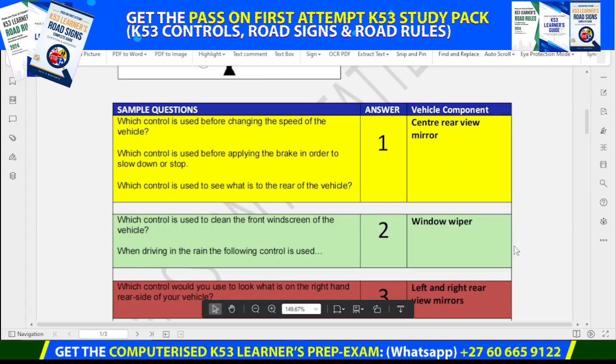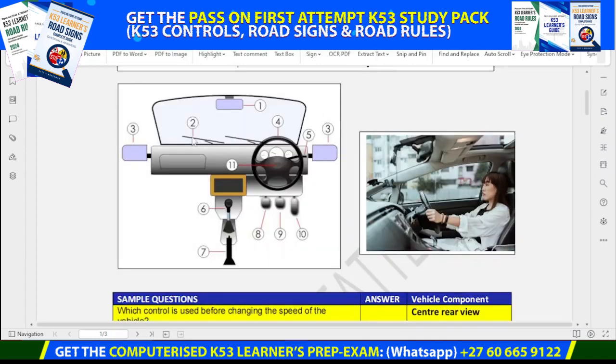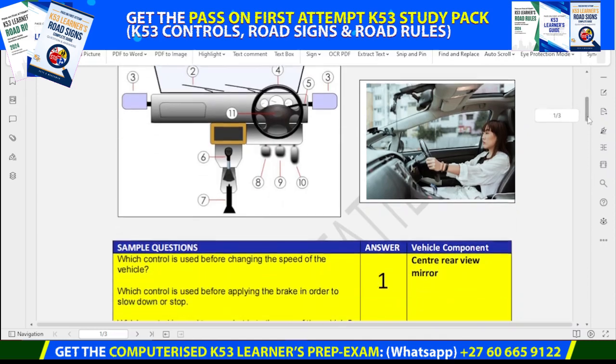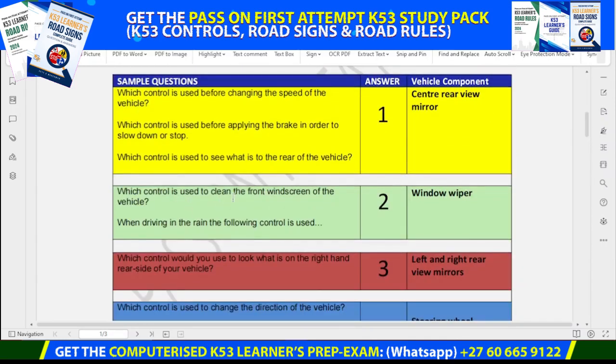Now let's move on to control number 2. So here is control 2, which is a window wiper. If the question says which control is used to clean the front windscreen of the vehicle, it's going to be control 2, which is the window wiper. And also if the question says when driving in the rain the following control is used, that's also control 2.